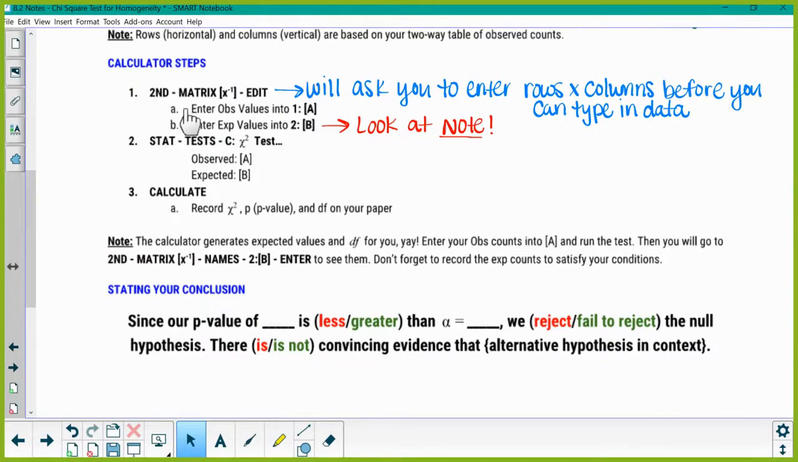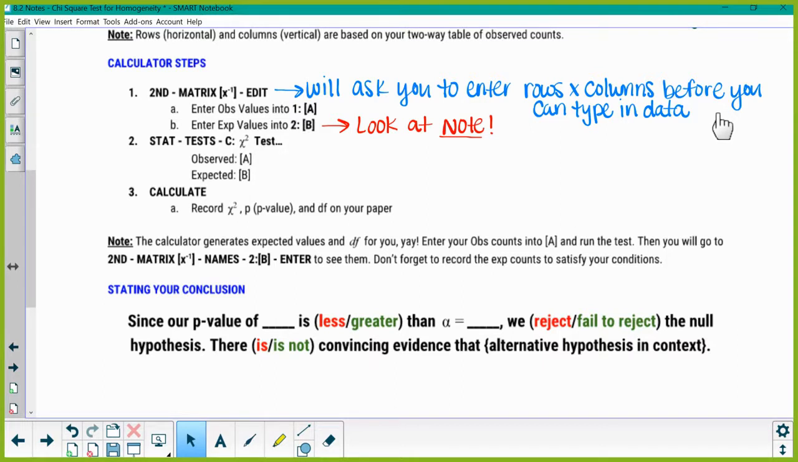And one more note, it is going to ask you for rows times columns before you can enter data. If your calculator is not updated where it does ask you that, let me know and we'll try to work something out to get your hands on a calculator that does have that option.